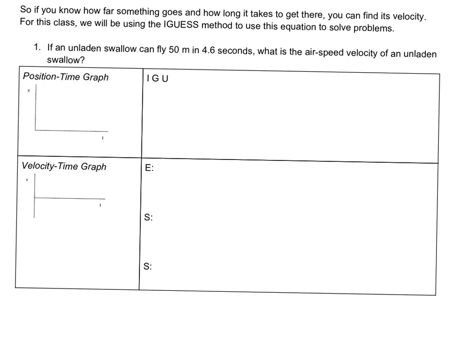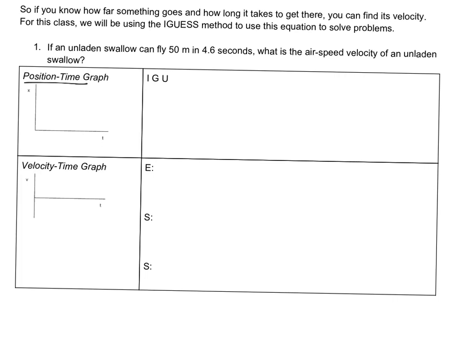And for image, we're going to be doing some graphs like we did last week. And it says, if an unladen swallow can fly 50 meters in 4.6 seconds, what is the airspeed velocity of an unladen swallow? And we're going to assume a constant velocity. So in constant velocity, our position time graph is going to be a straight line, because a straight line means constant velocity for a position time graph. And by straight line, I mean straight constant slope, not horizontal necessarily.